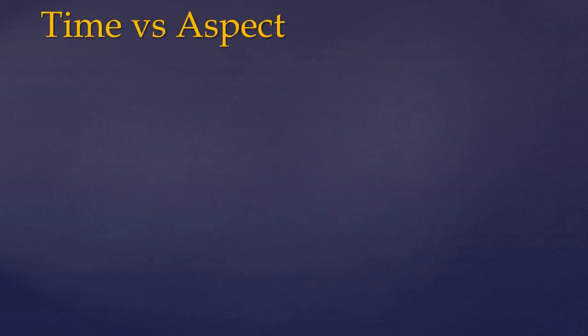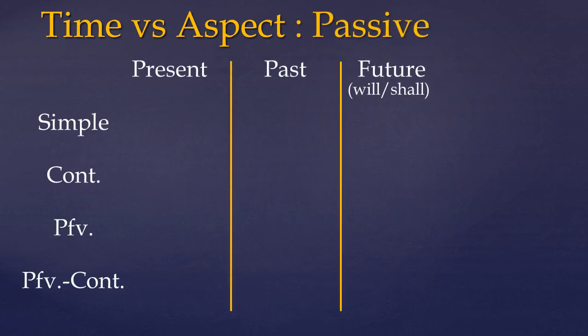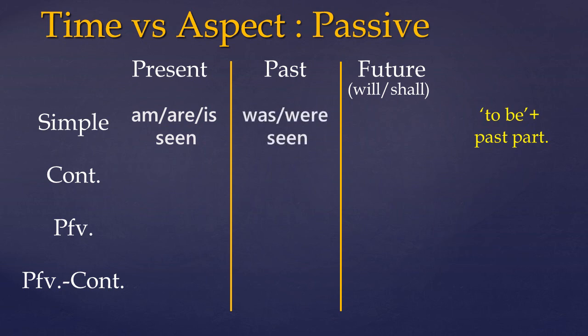And finally, we should look at tenses in the passive voice. In a previous video on the passive voice, I said that the passive is always expressed by a form of the verb to be and a past participle. Well, this is true in the simple aspect. So we can say, I am seen, you are seen, or he is seen, or in the past, he was seen, or they were seen, and in the future, I will be seen, you will be seen, he will be seen.